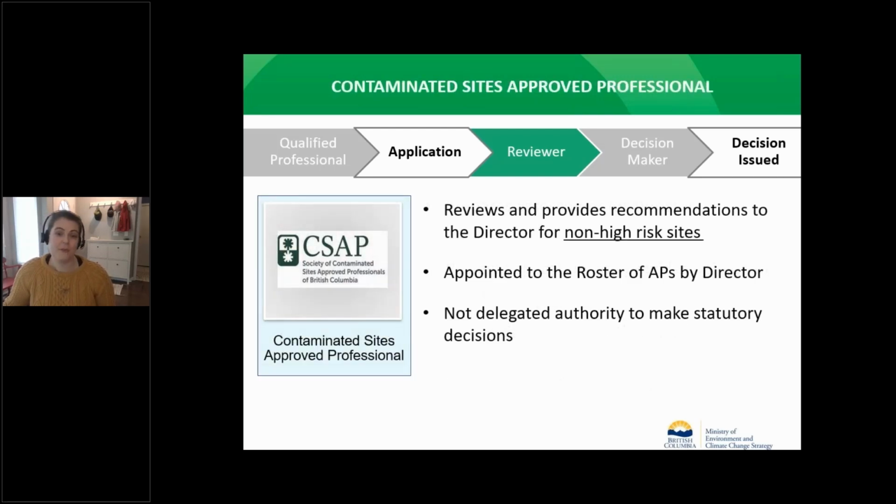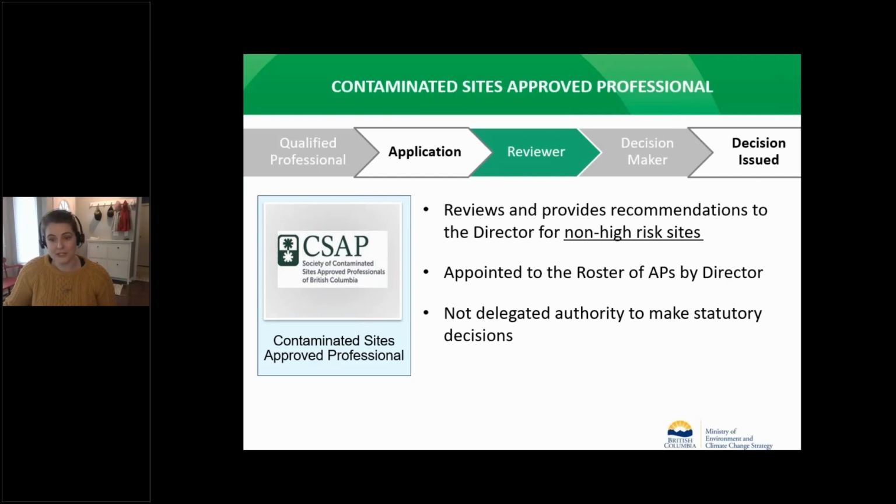The alternate review path is through an approved professional. Approved professionals, or APs, perform many of the same review functions that were just mentioned for a ministry reviewer, but the legislative framework specifies that they are generally only reviewers for non-high-risk sites. APs are external to government. They are individuals appointed to the roster by the director under the authority of the Environmental Management Act.